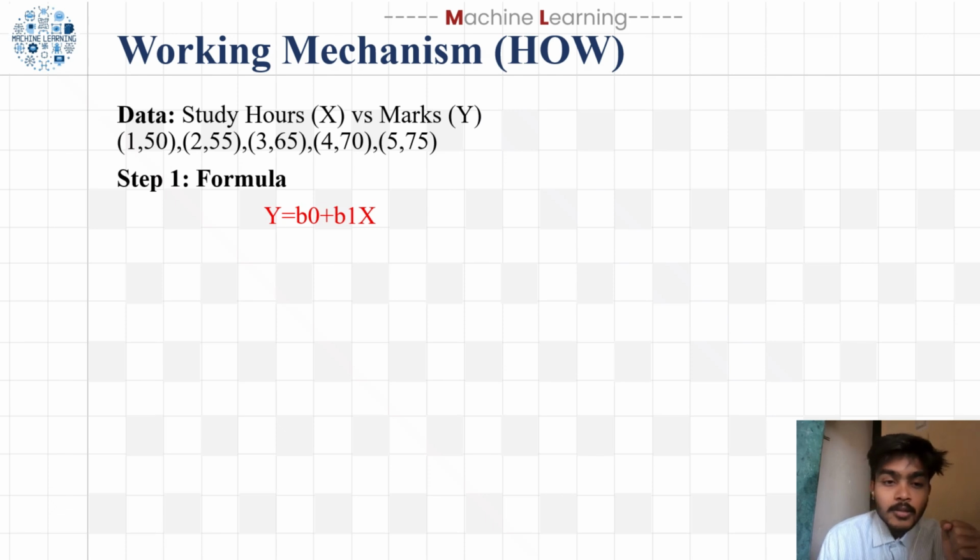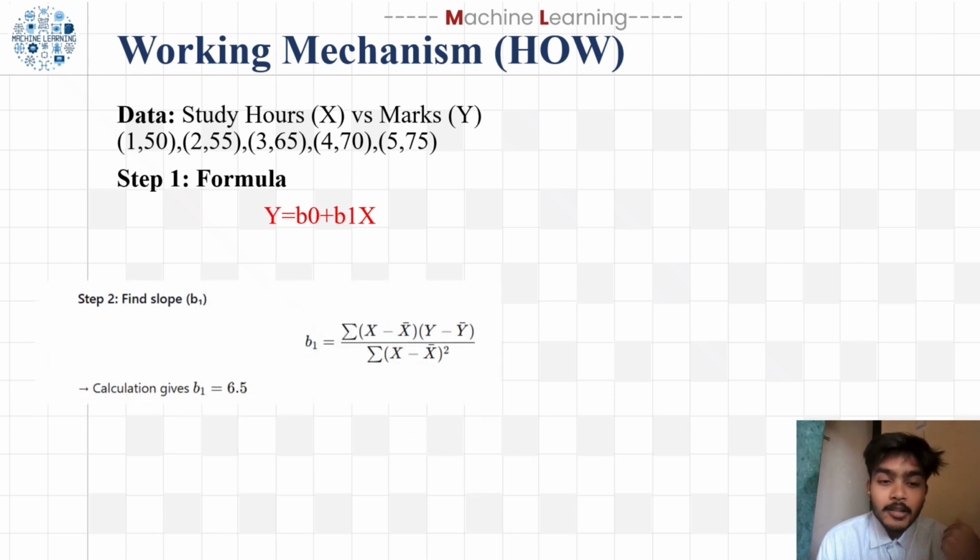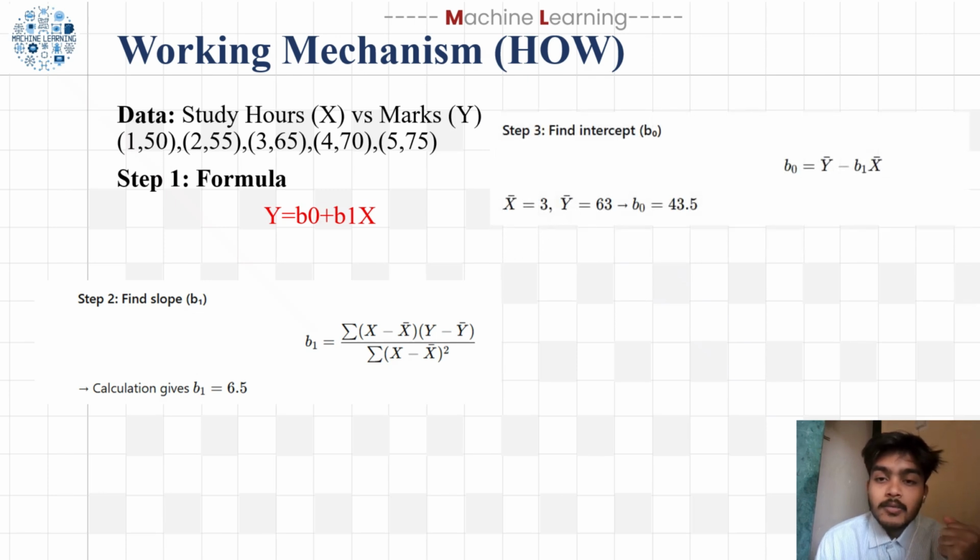So let's see. The first formula is y is equal to b naught plus b1x. Next is finding the slope. For finding the slope, this is the formula. Next is finding the intercept. And next we will form the regression equation.